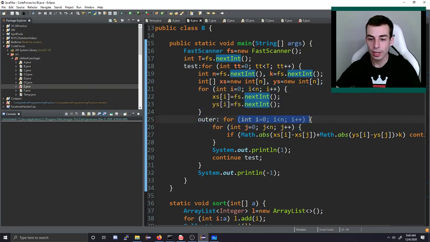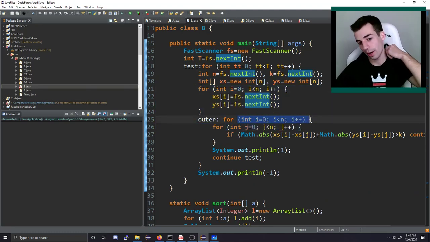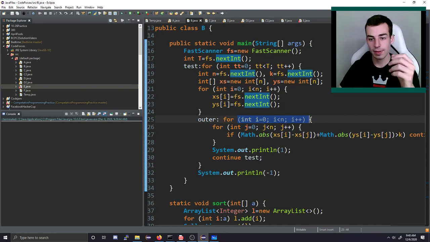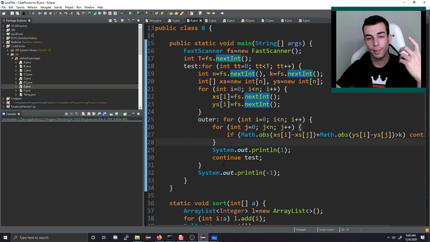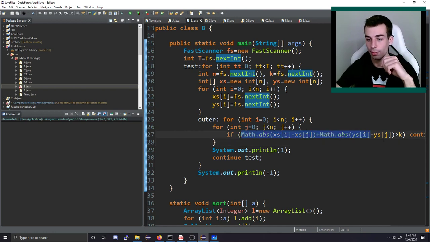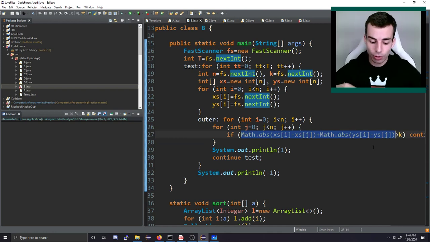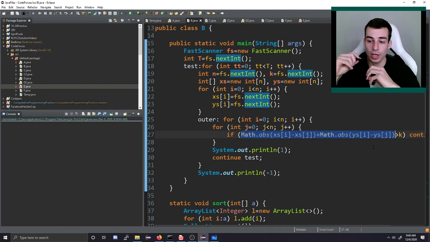And then i, for me here, is the ball that I'm going to activate, and then j is all of the other balls. So for every pair of balls, I check if their Manhattan distance is greater than k. It's not every pair. For every other ball compared to ball i, I check if that would be too far of a distance, if they wouldn't be able to attract each other.